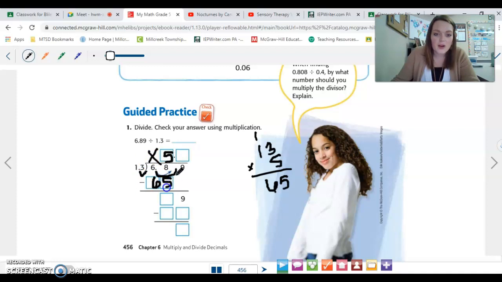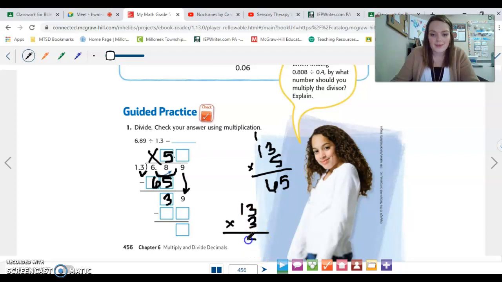Then I'm going to subtract. 8 minus 5 is 3. 6 minus 6 is 0. I'm going to bring down my 9. So now how many times do I think 13 can go into 39? Mrs. Bliley is going to try 3. Remember, when you're multiplying to figure out your division problem, it's trial and error. So if it doesn't work, you either go up or go down based on what your answer is.